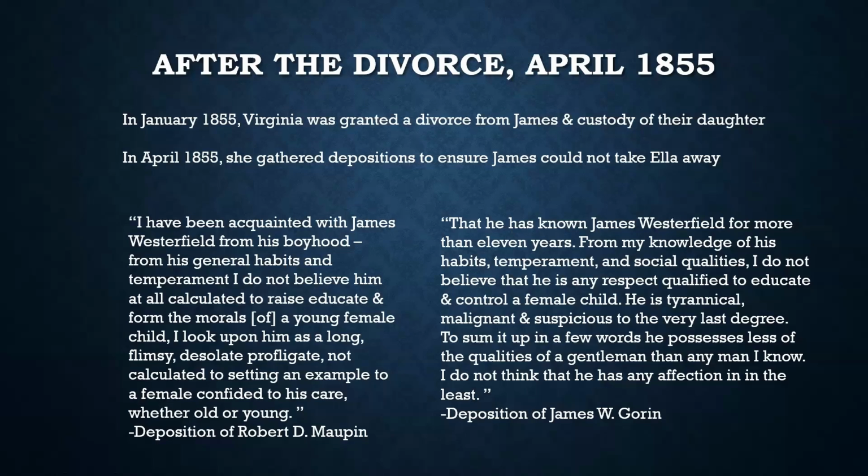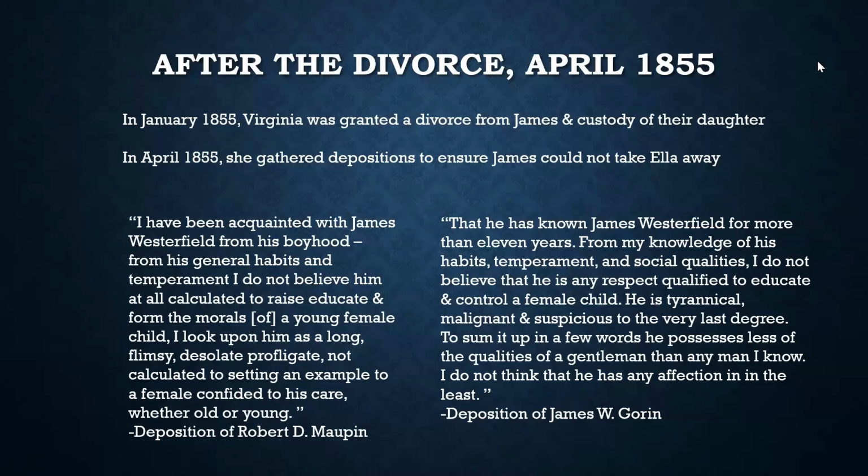And Gorin believes that, "from my knowledge of his habits, temperament, and social qualities, I do not believe that he is in any respect qualified to educate and control a female child. He is tyrannical, malignant, and suspicious to the very last degree. To sum it up in a few words, he possesses less of the qualities of a gentleman than any man I know. I do not think he has any affection in the least." So clearly, they did not believe James should have custody of his daughter, and this may be why he was perpetually enjoined from interfering in Virginia's raising of her.